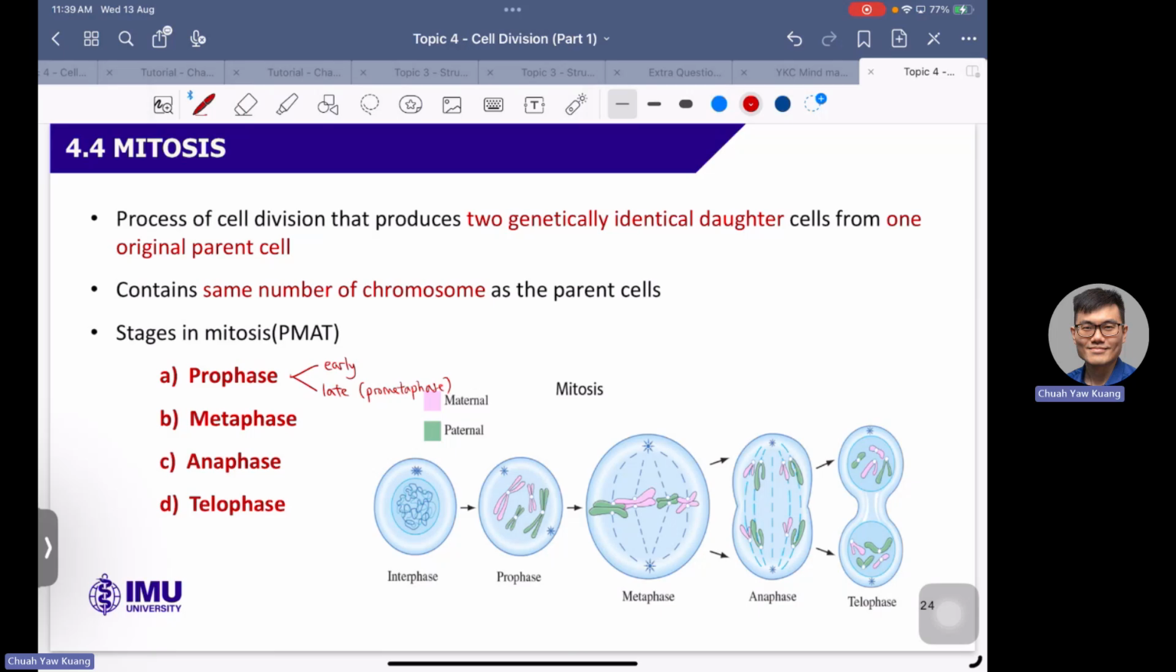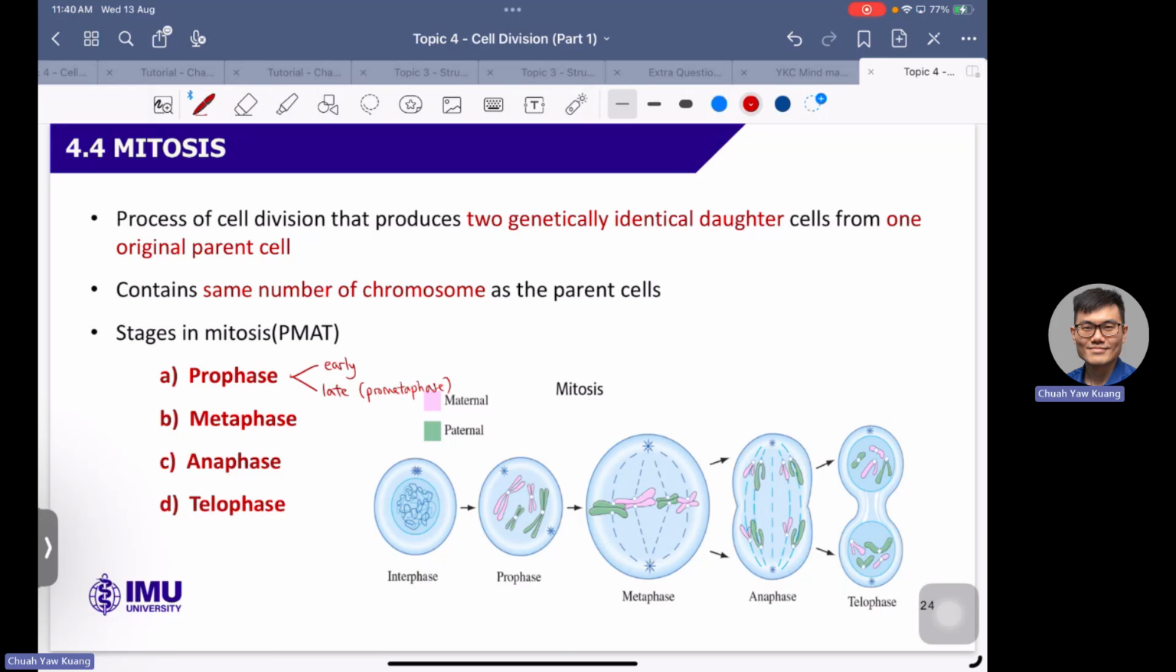Okay, prophase, you can further categorize them based on what happened. Yeah, based on what happened. We can further categorize them as early prophase and late prophase. Okay, so the mid to late prophase is normally called prometaphase. For us, I accept both. You can write mid to late prophase also can. You want to write prometaphase also can. Okay, it's the same thing, because sometimes if you refer to the reference book or the external resources, they will use the term prometaphase instead of late prophase, but it's actually the same thing.